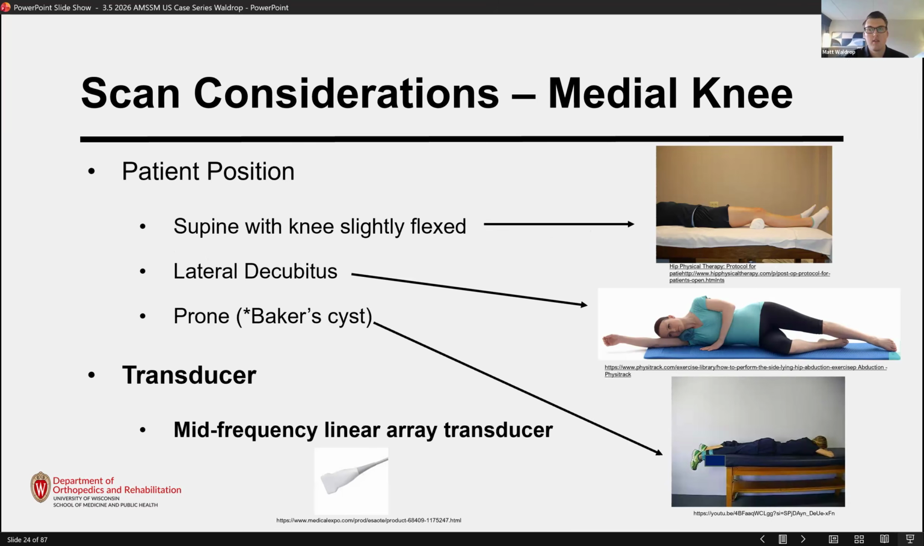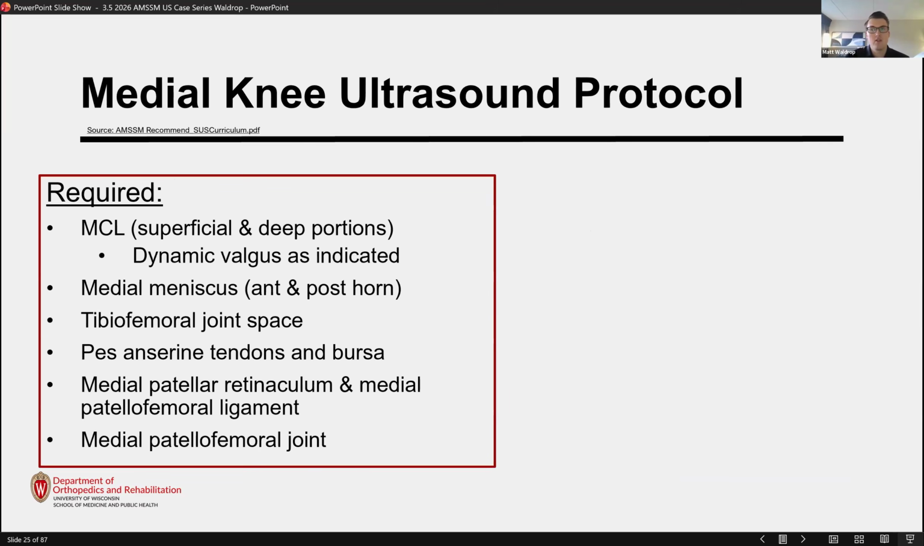And in most patients, we use a mid-frequency linear array transducer when assessing structures in the medial knee. So the required structures in the AMSSM ultrasound protocol for the medial knee includes the MCL with attention to the superficial and the deep portions of that ligament, as well as a cine clip including dynamic valgus force as indicated to evaluate for potential gapping. The medial tibiofemoral joint space, along with the anterior and posterior horns of the medial meniscus, the pes anserine tendons and bursa, the medial patellar retinaculum, the MPFL, and the medial patellofemoral joint.